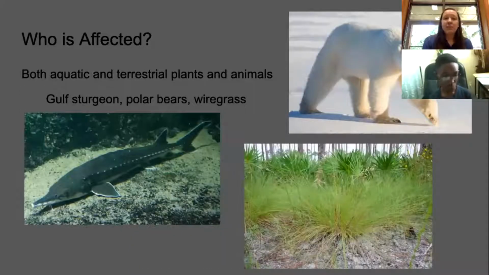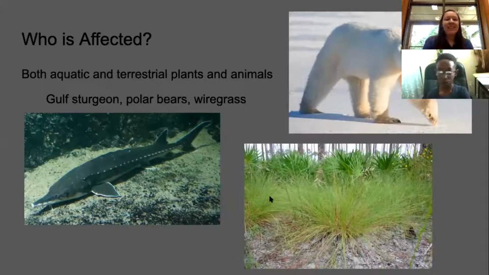And some of the animals that can be affected are gulf sturgeon, polar bears, and we also have plants such as wiregrass. And so it can be both aquatic and terrestrial. So animals in the water, it can be freshwater, saltwater, it doesn't matter. There's animals in both that are affected by this. And then we have all sorts of animals all over, from itty bitty tiny bugs to big animals like a polar bear, because they're huge, right? And then we have plants that are affected by this as well, because plants, they're not able to get up and walk around like the animals are, right?